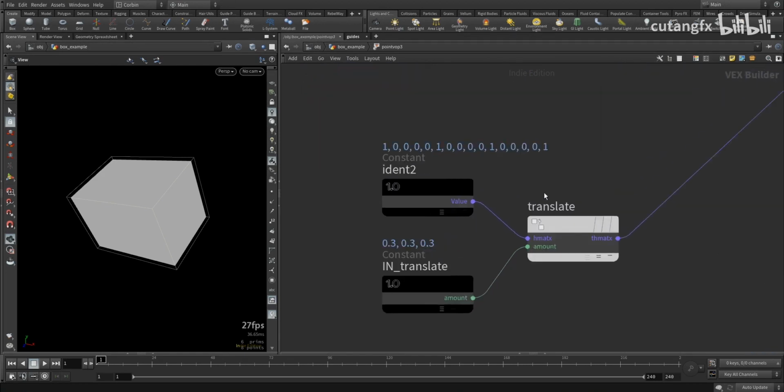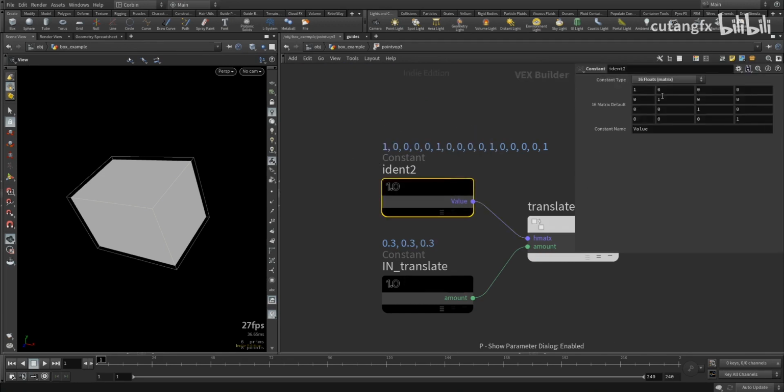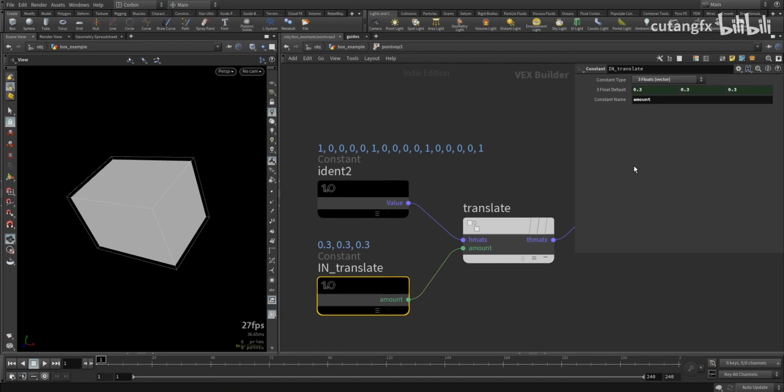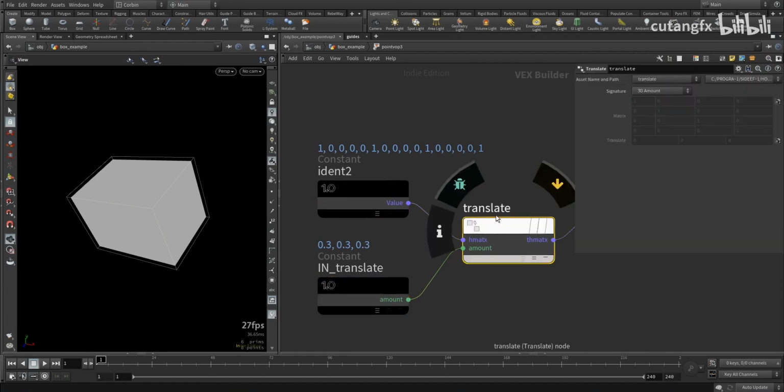Fortunately, the translation one is really simple. The only difference here is that we need a 4x4 matrix, because remember, 4x4 stores translation, 3x3 does not. So if we created an identity matrix that was 3x3, we wouldn't be able to translate it because we can't store those in the matrix. It uses the extra numbers to store translation. And then we just take our translation values and feed them into the translate node.